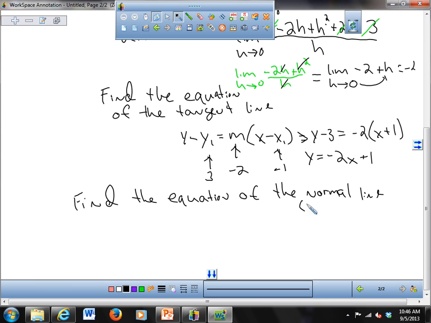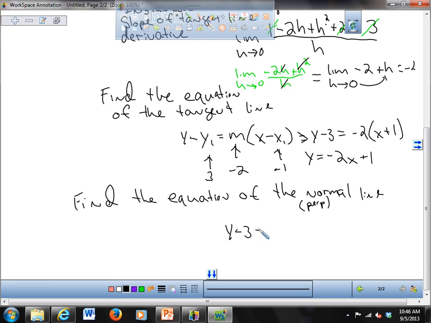Normal means perpendicular. So all I'd have to do to find the equation of the normal line, if you know the slope of the line, what's the slope of the perpendicular? What do you do with that slope? Flip it and make it negative. So all I have to do is plug in exactly the same point: y minus 3 equals, instead of -2, what would go here? 1/2 x plus 1. And you can change that into slope intercept if you want, but you don't need to.